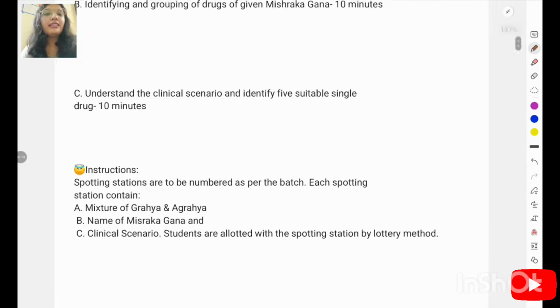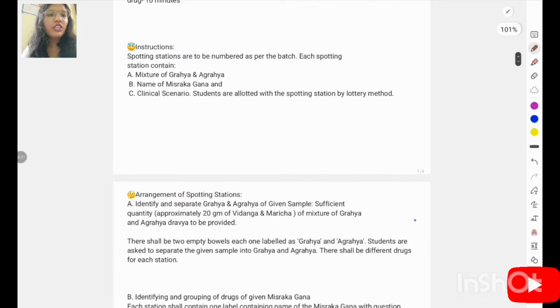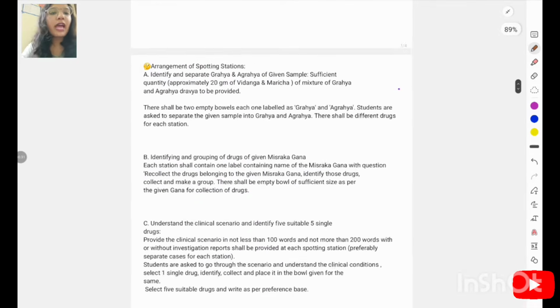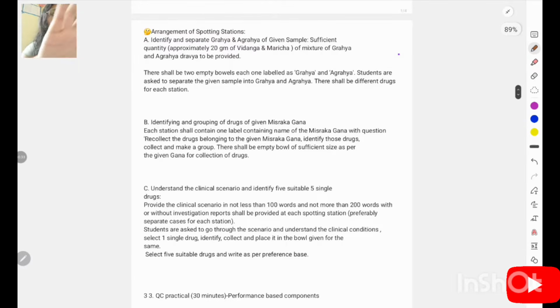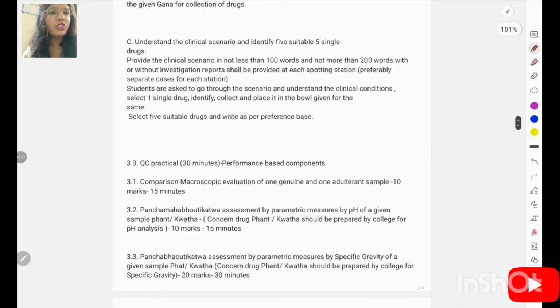Next, instructions are mentioned on how all this will happen. A spotting section will be mentioned, and 3 things are laid out: the mixture of grahya, grahyata, the name of the mishraka gana, and the clinical scenario. This is how it will happen. You can read the remaining instructions, and I will upload this PPT also.